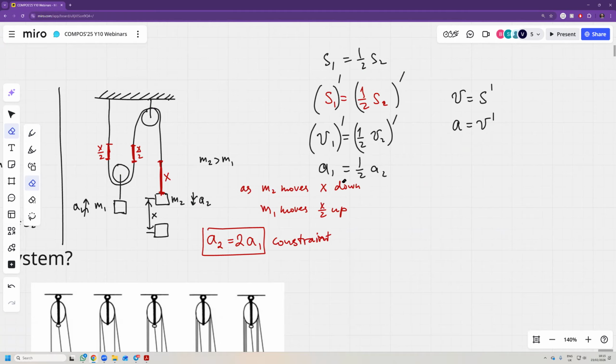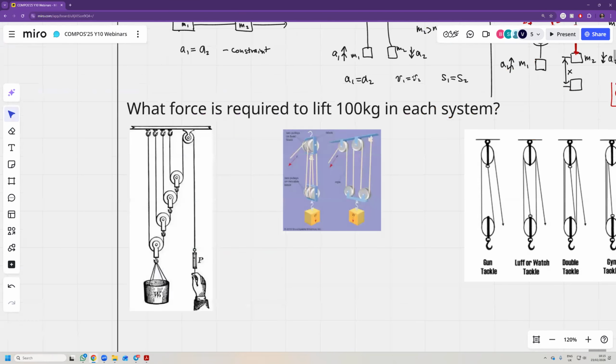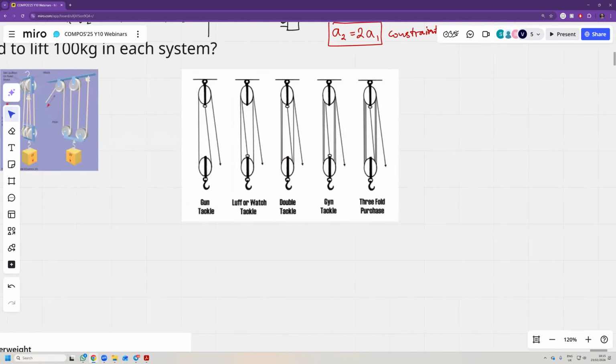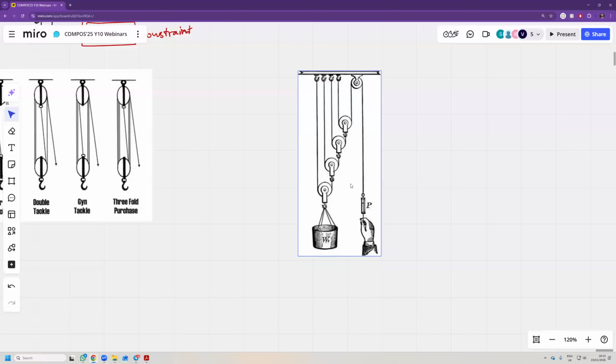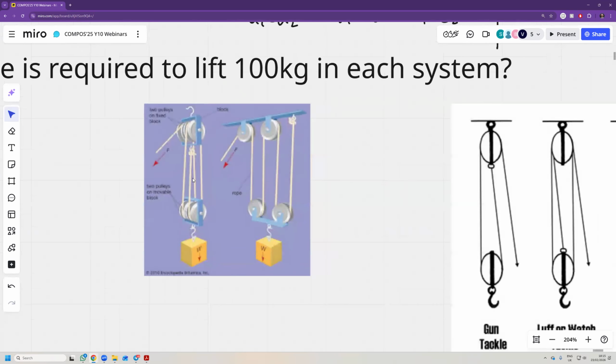Okay, I hope that makes sense. A pulley is designed to increase the force. And there are different ways you can calculate those forces. Let's leave this to the end, and let's move on to this block.